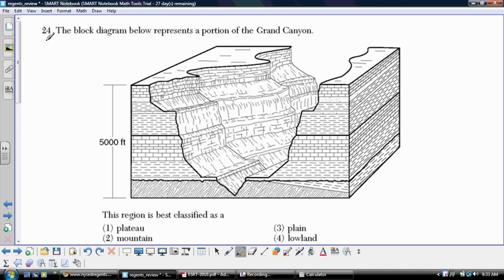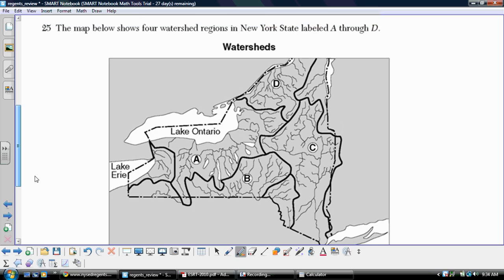We left off at question number 24 here, which is asking, the block diagram below represents a portion of the Grand Canyon, and we want to know what the region is best classified as. So when we look at it, we see two sides of the valley sloping upwards to flat areas on the top. And so when we have this amount of elevation change in the flat top area, then we're talking about a plateau.